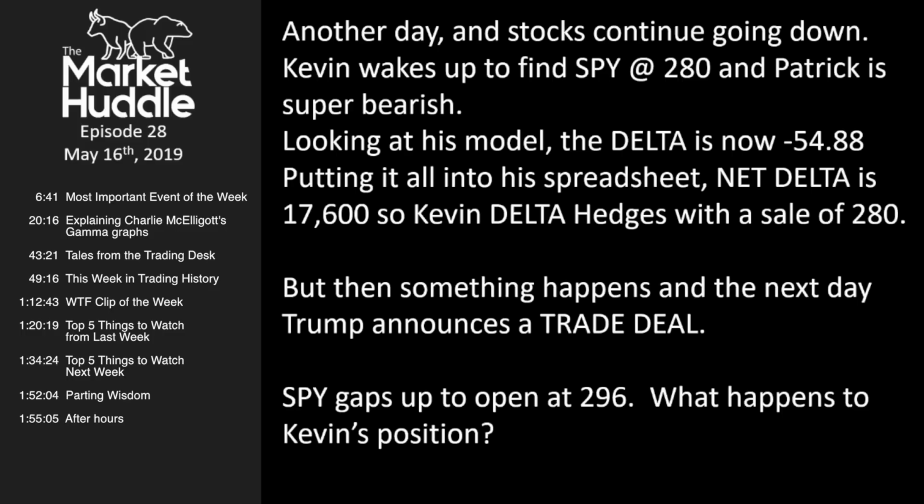And Patrick is super bearish, because we know at 280, Patrick is super bearish, and he's getting really upset with the market god. He's tempting the market gods by tweeting all sorts of stuff and doing all sorts of crazy stuff. So I look at my model, and my delta is now negative 54.88. So I put it in my spreadsheet, and I realize that my net delta is 17,600.